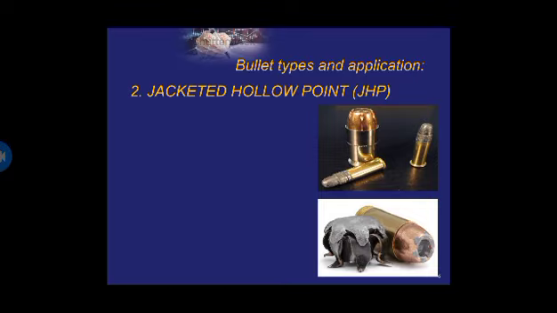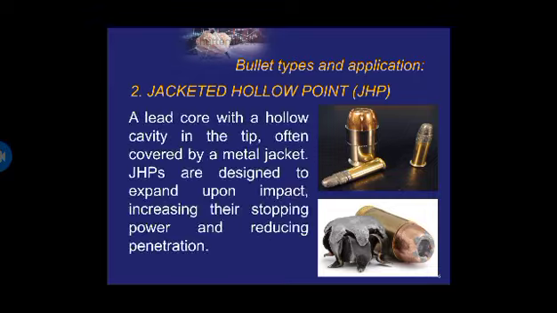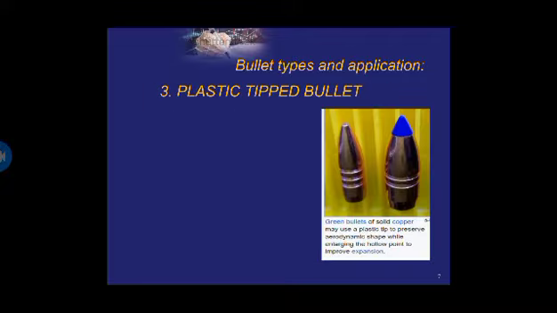Number two is the jacketed hollow point, or the JHP. JHP: a lead core with a hollow cavity in the tip, often covered by a metal jacket. JHPs are designed to expand upon impact, increasing their stopping power and reducing penetration.